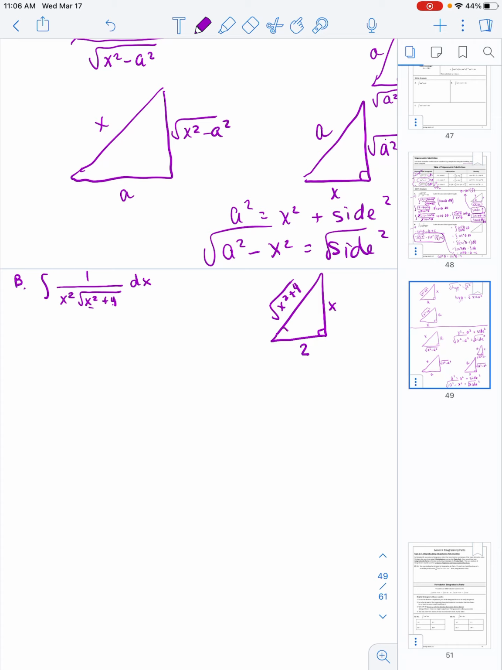So I've got my triangle now. I've got my theta. Look, opposite is my x, adjacent is my 2. So tangent of theta is the opposite over the adjacent. Multiply by 2 on both sides, and then implicitly differentiate. Dx, okay?